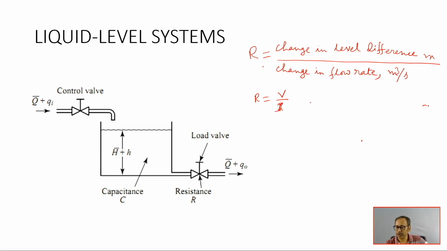So, this V is the potential difference, here level difference is analogous with this potential difference, and change in flow rate, here I is also current, that is also flow of charge, flow rate of this charge, here it is flow rate. So, it is closely analogous with this electrical resistance as well as mechanical counterpart. So, this is the definition of resistance.